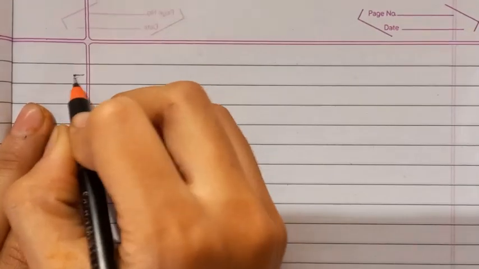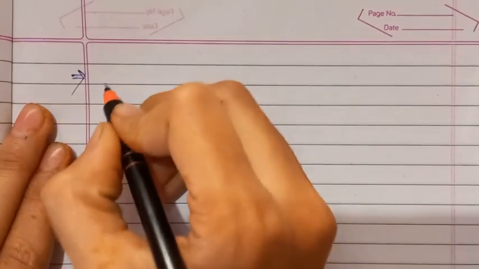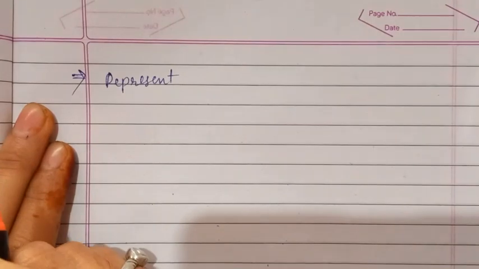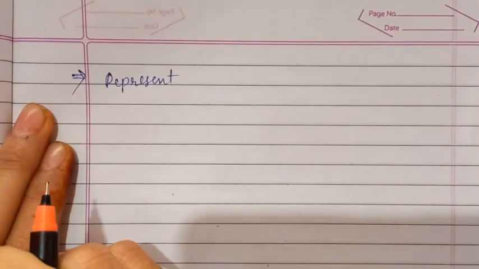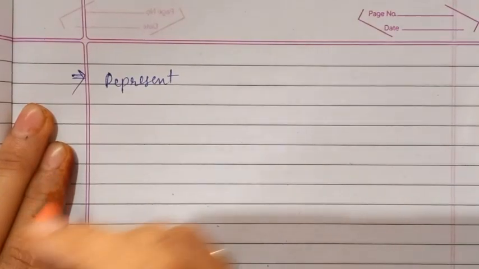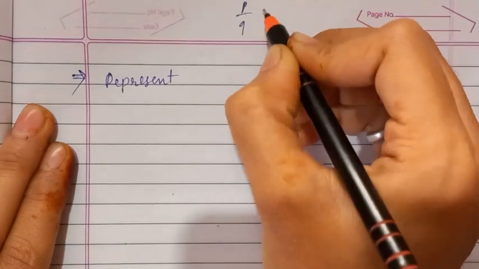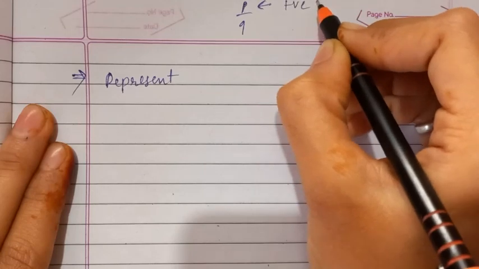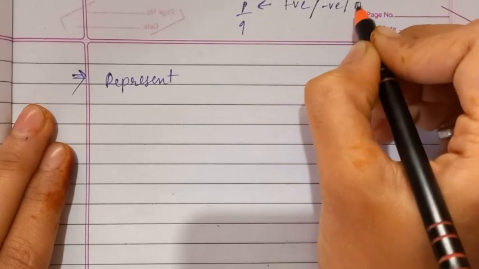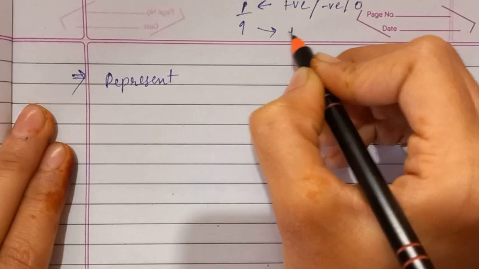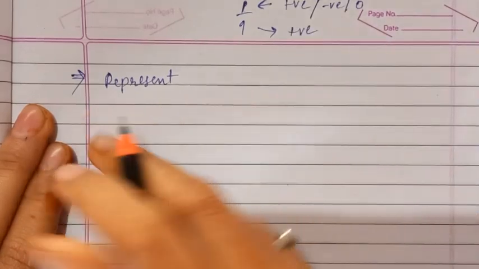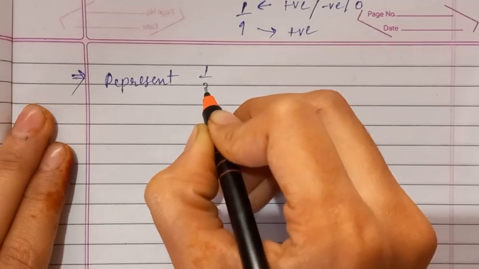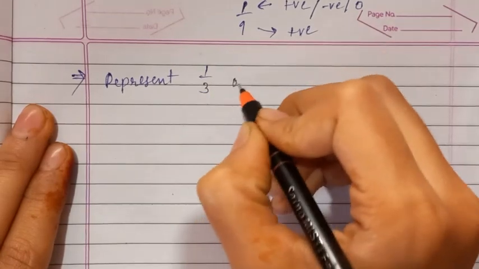Now, as an example, if you are asked to represent a rational number, we know what a rational number is. A rational number is a number in the form p by q, where p is always positive or negative or 0, and where q is always positive. So represent 1 by 3 on the number line.